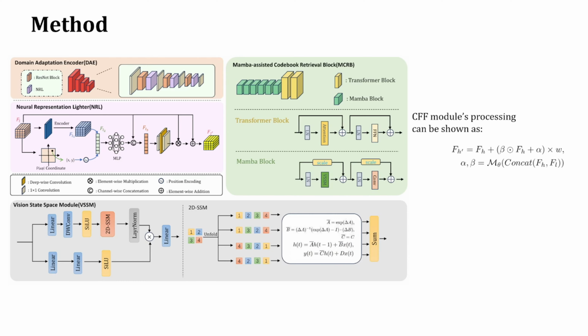MCRB is a hybrid Mamba-Transformer architecture with 6 Mamba blocks and 2 Transformer blocks, while VSSM is the core of the Mamba block. The MCRB helps explore the complex nonlinear evolution of feature distribution and avoid inaccuracies in predicting code indices that could lead to failures in the nearest neighbor matching algorithm. The CFF module's processing is shown in the equation. Alpha and beta are lightweight convolution blocks, while W is a controllable parameter for feature fusion.